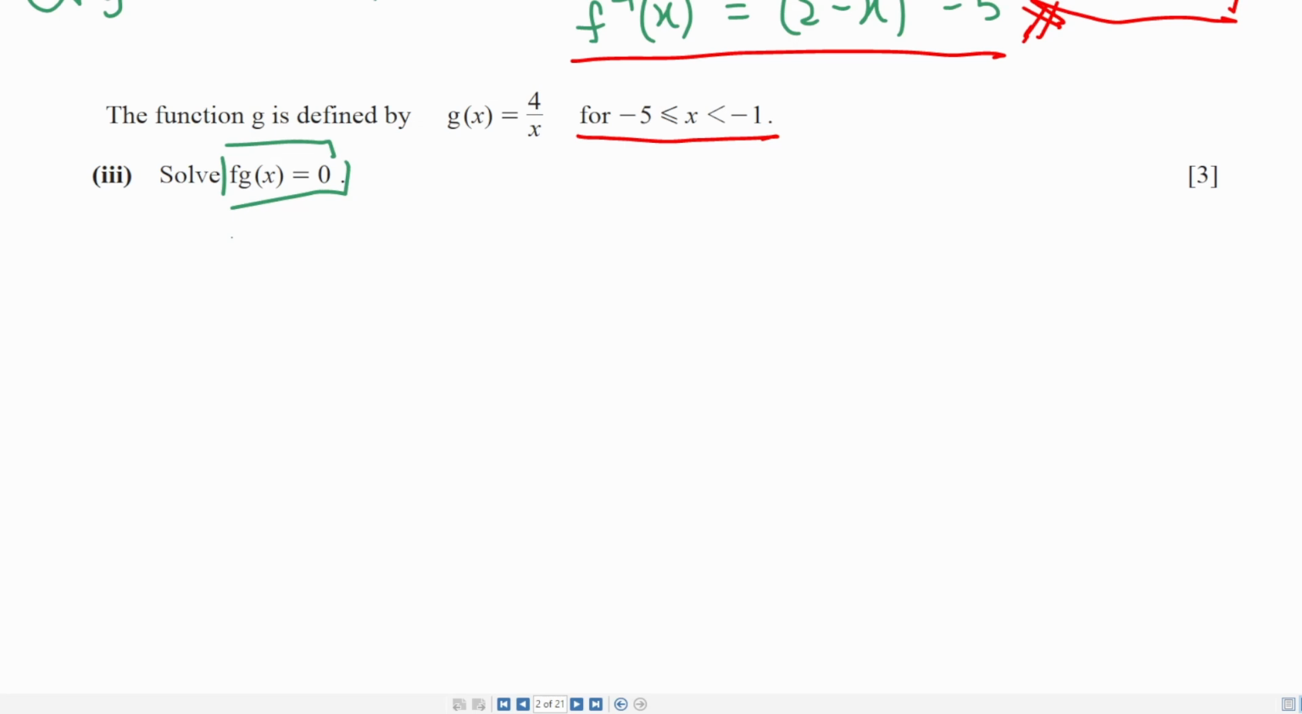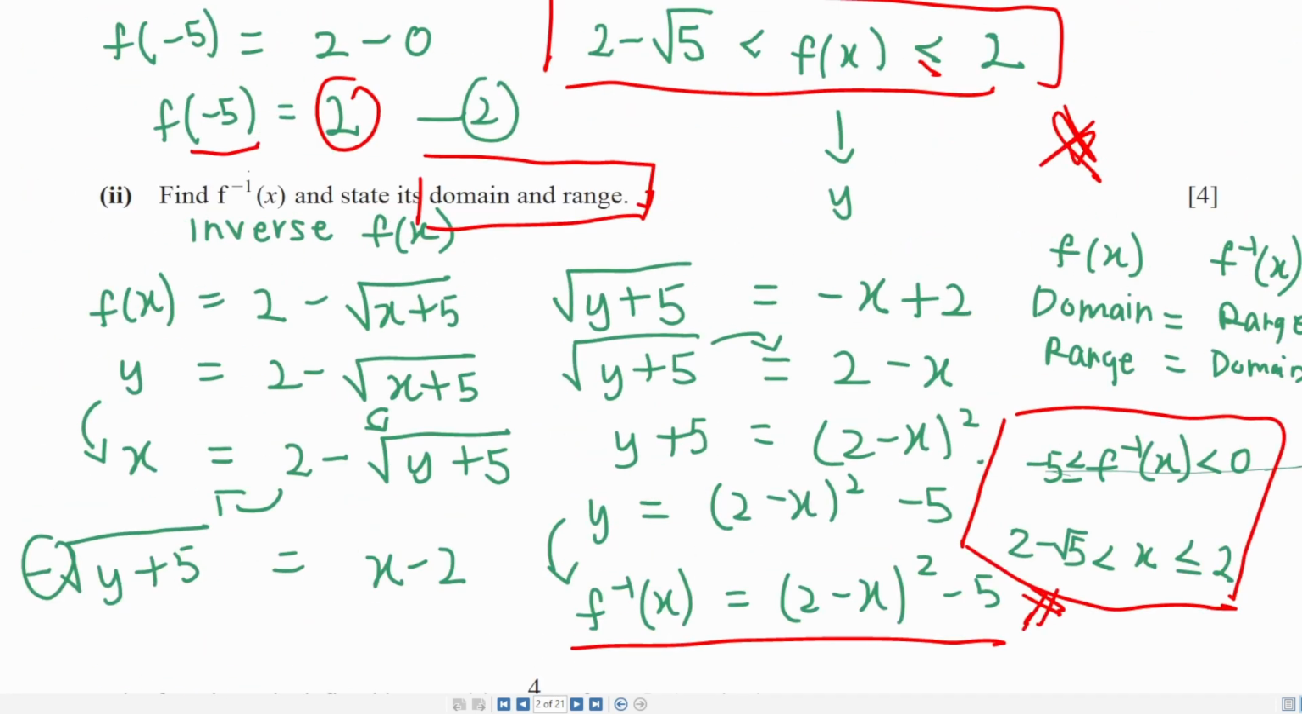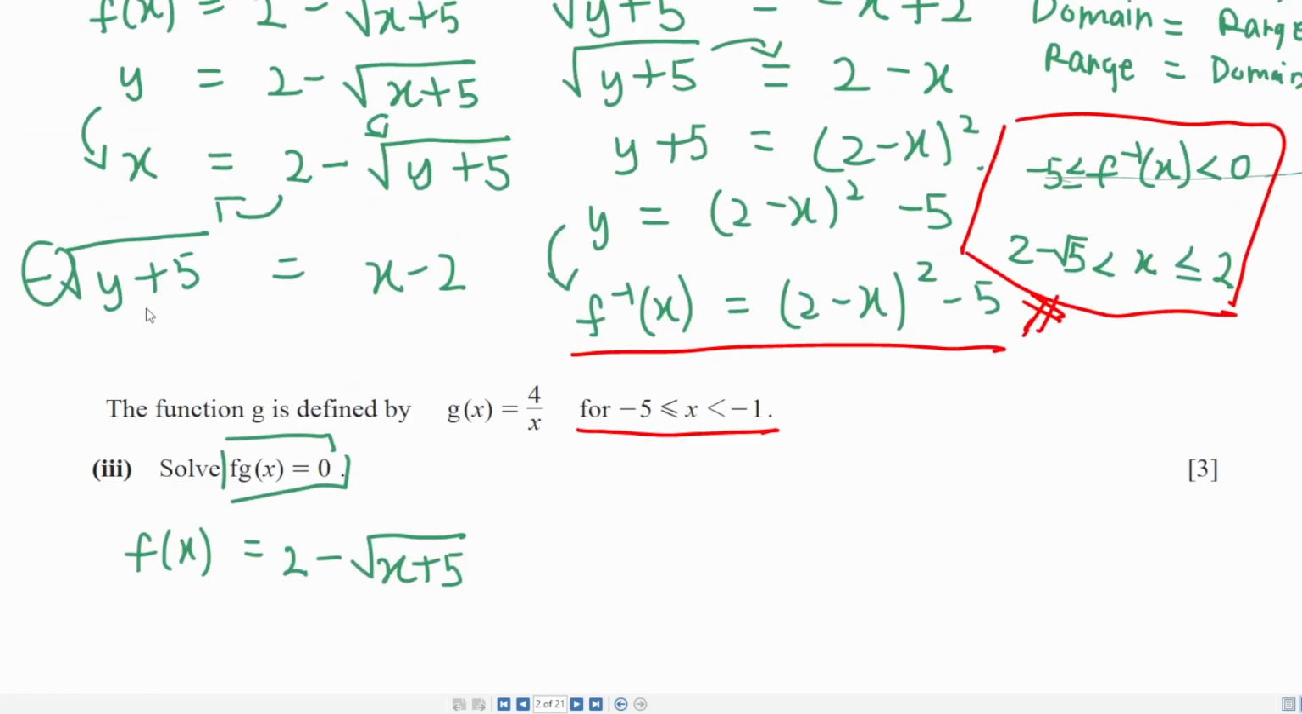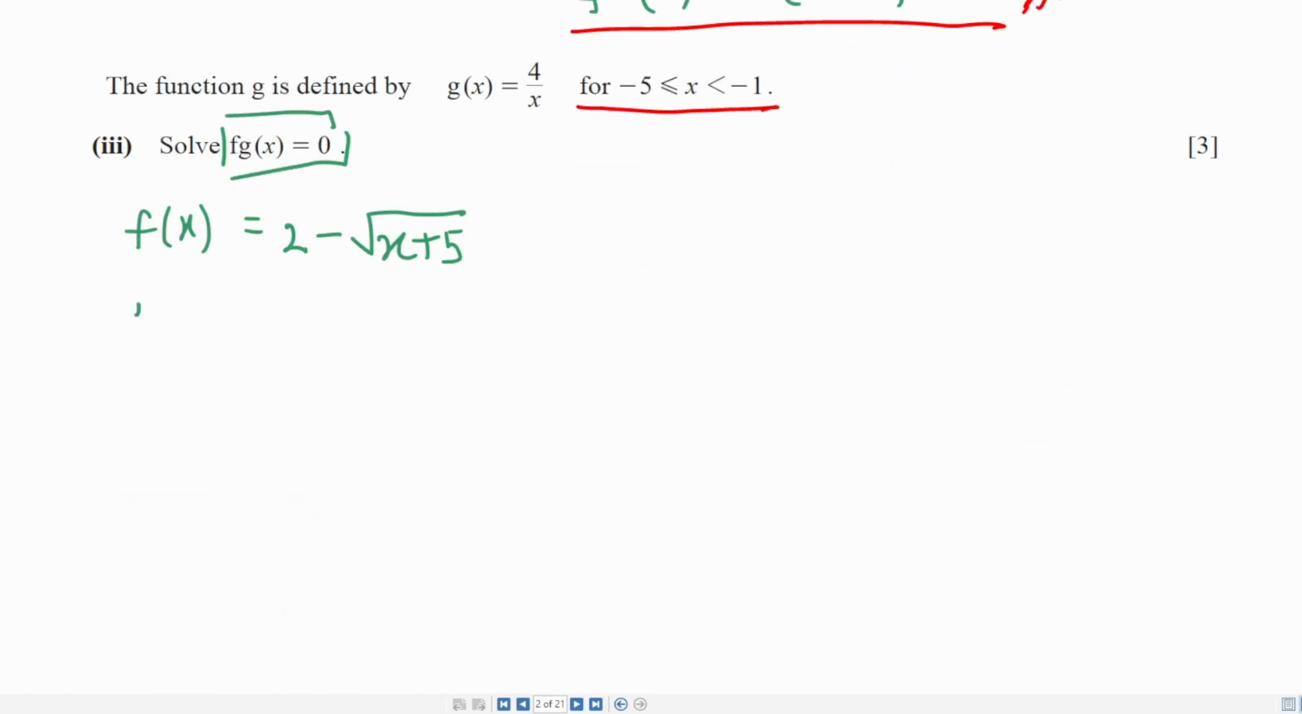Okay, so what exactly does the question mean by f(g(x))? Now the function which is closest to the x is actually the function which is going to be placed into another function. What do I mean by this? Okay, first of all, let's recopy down our function of x. What is our function of x? Scroll up. f(x) is equal to 2 minus the square root of x plus 5. Alright, okay. And g(x) is equal to 4 over x. So because when we're solving for f(g(x)), g is actually the closest to x, what this means is that we have to put g(x) into f(x).